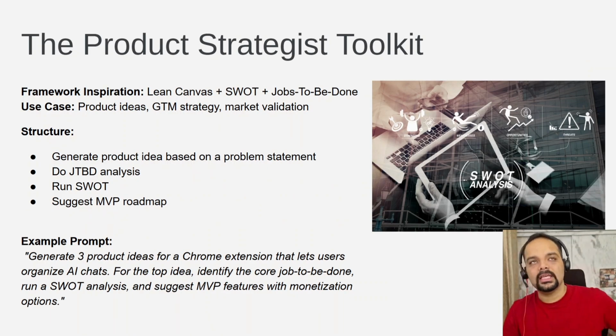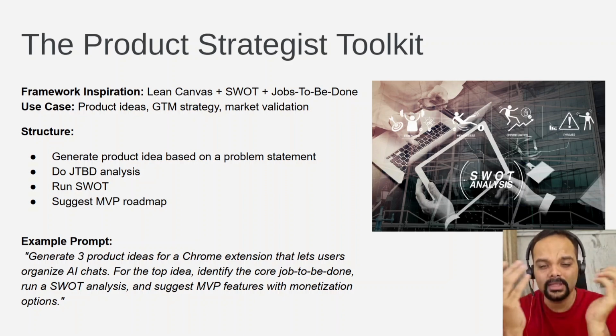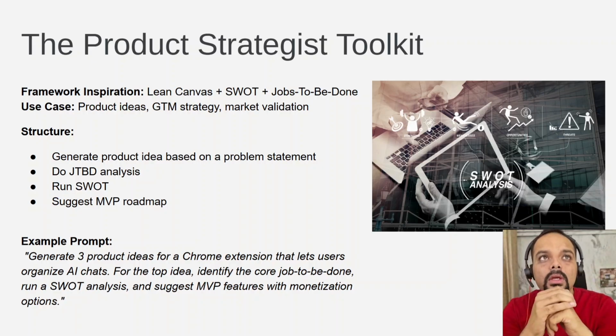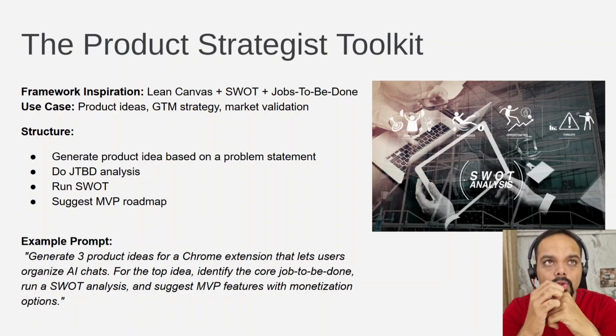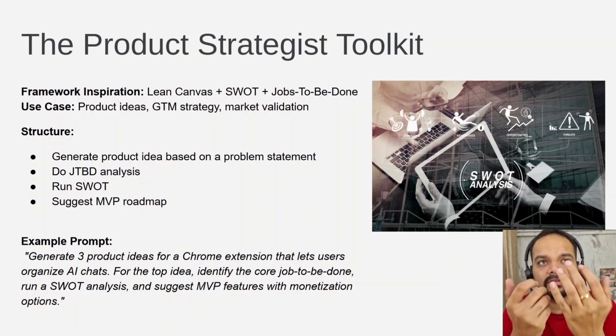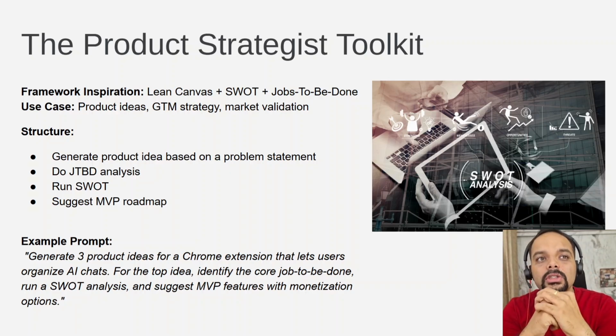Last but not the least is a product strategies toolkit. This is picked up from ideas from Lean Canvas, SWOT analysis, and JTBD analysis, that is jobs to be done. So, say for example, the structure of the prompt can be: generate product ideas based on the problem statement, do JTBD analysis, after that run SWOT analysis, which is strengths, weaknesses, opportunities, and threats, and finally suggest an MVP roadmap. So this can be a structure where you are doing some go-to-market strategies or doing market validation or just generating product ideas. This can be very useful.